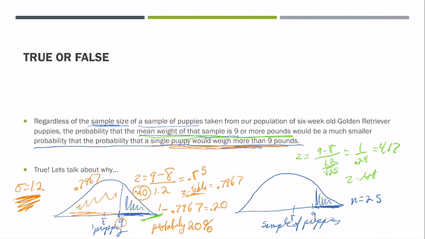So when I go to look this up in my z table, there is not a number for 4.17. It stops at 3.99, and that value gives me about 1, right? So that tells me the area to the left. So the area to the left of this is almost 1, which means this area is almost 0. So the probability of a sample of puppies having a mean weight that's more than 9 pounds is 0.